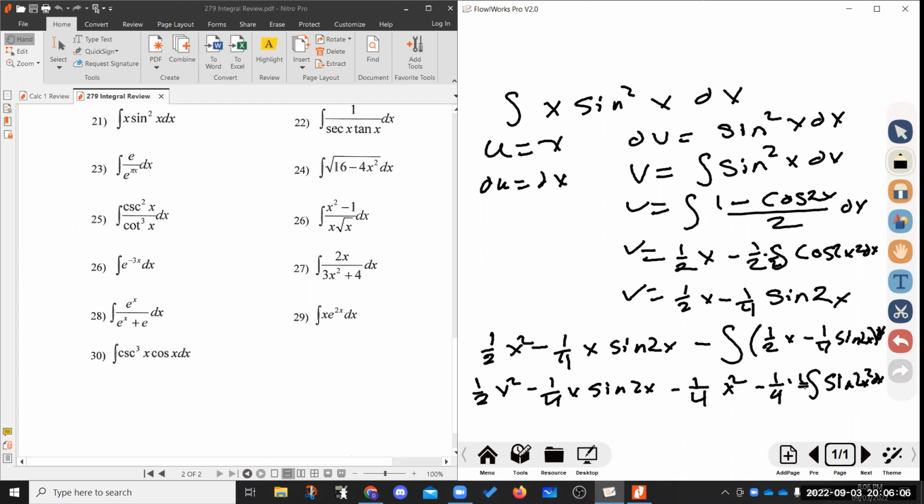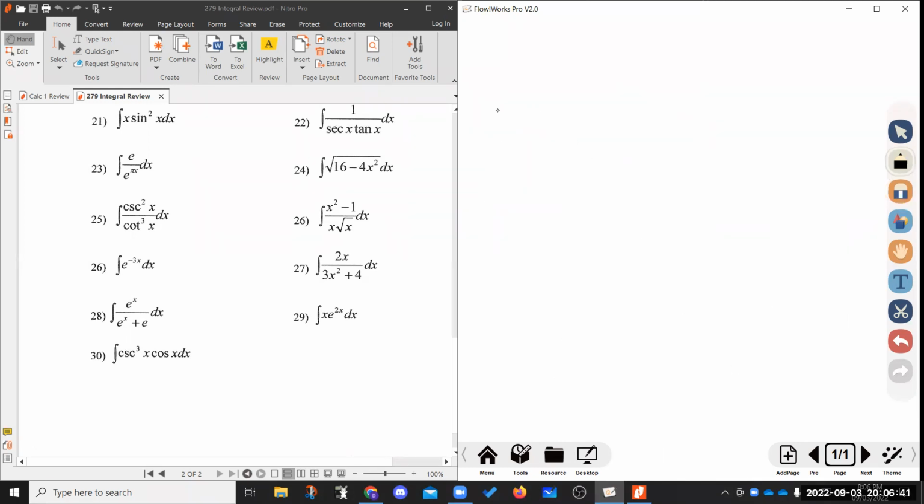We're going to need a 2 and a 1/2 here. So when I have 1/2 minus 1/4, it's 2/4 minus 1/4, which is 1/4. One quarter times 1/2 is 1/8. We're going to need the integral of sine, which is negative cosine. We're done. That was number 21. On to number 22.